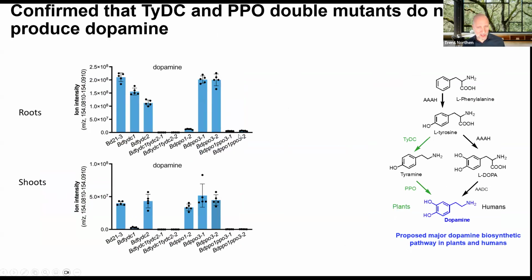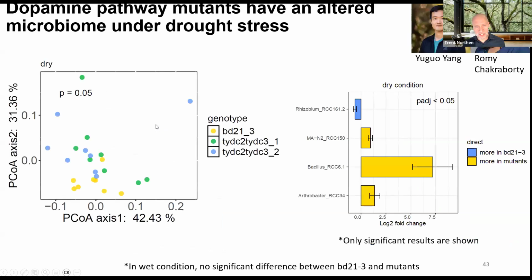And so with this PPO gene, when you knock it out, you see no dopamine production. There are also carboxylases. When you remove them, you don't have any dopamine, but you have to knock out multiple genes to see it. So there's some functional redundancy here. And with this tyrosine decarboxylase, if you knock it out in the shoots, you don't have any dopamine, but there's some redundancy in the roots. So we learned a little bit about this pathway, which is pretty cool.